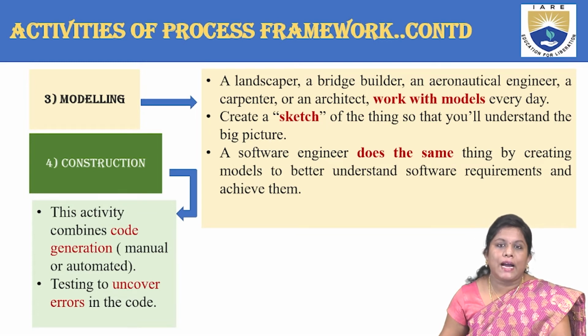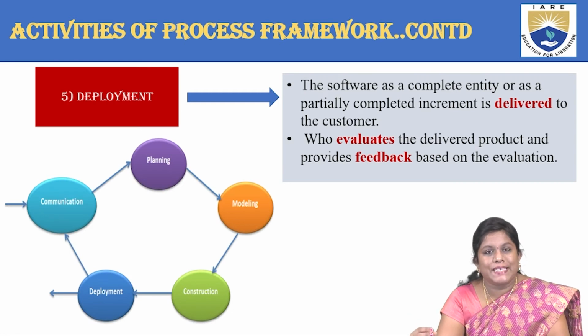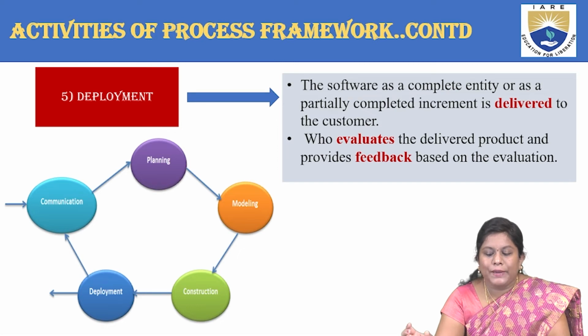So this ends the fourth activity of the process framework. So moving to the last activity, that is the deployment. So what do you mean by deployment? It is nothing but the software as a complete entity. Complete entity is nothing but a final product, right? When you come to the deployment phase, it is an end product, or a partially completed increment is delivered to the customer. For example, right?